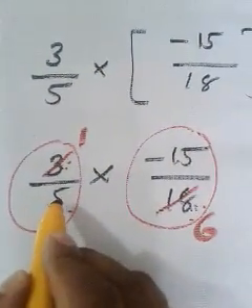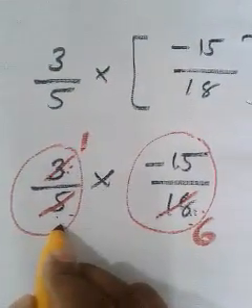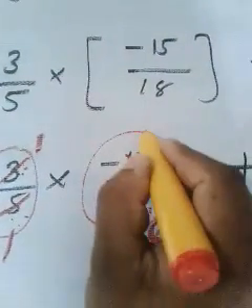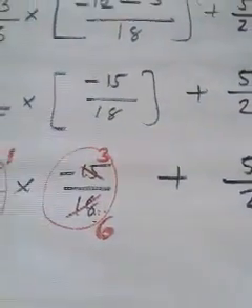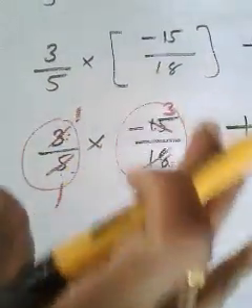Yes. Which is a common factor for 5 and minus 15? 5 is a common factor. In 5 how many 5? 1. In 15 how many 5? 3. You may have understood. So what will remain? Now we can multiply numerator and denominator because now it is reduced.